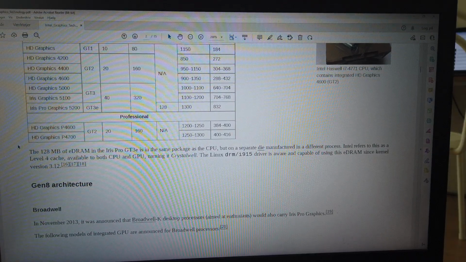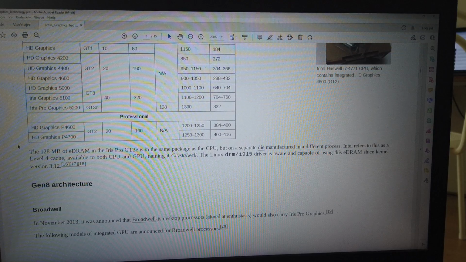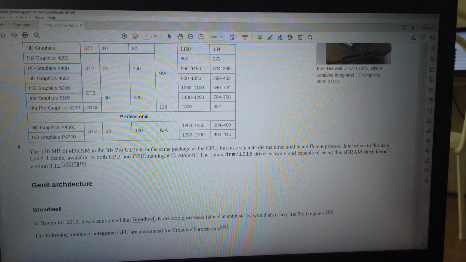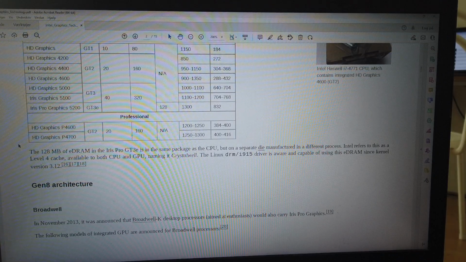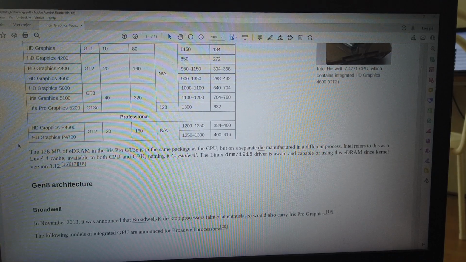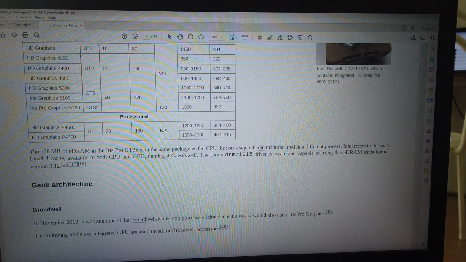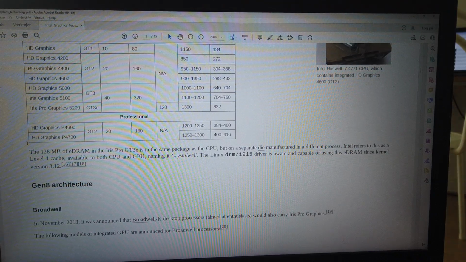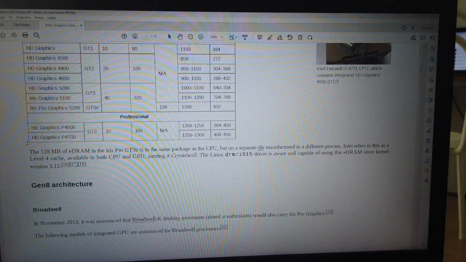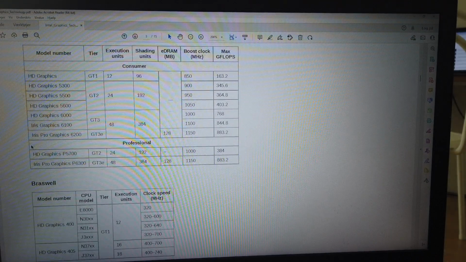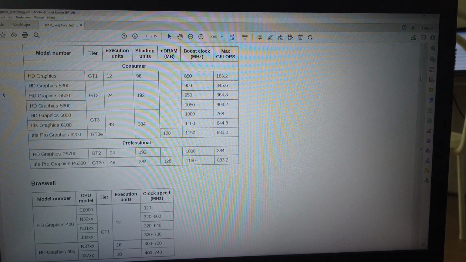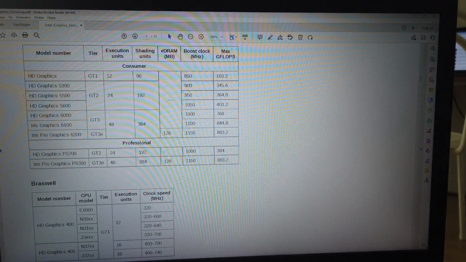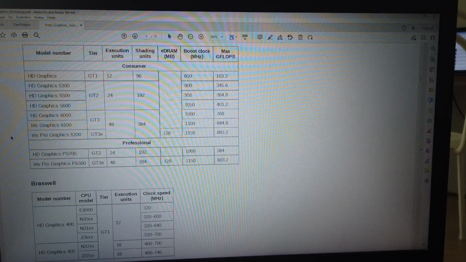Gen 8 architecture, Broadwell. In November 2013, it was announced that Broadwell-K desktop processors, aimed at enthusiasts, would also carry Iris Pro Graphics. The following models of integrated GPU are announced for Broadwell processors. Model number, execution units, shading units, SDRAM MB, boost clock MHz, max FLOPS.